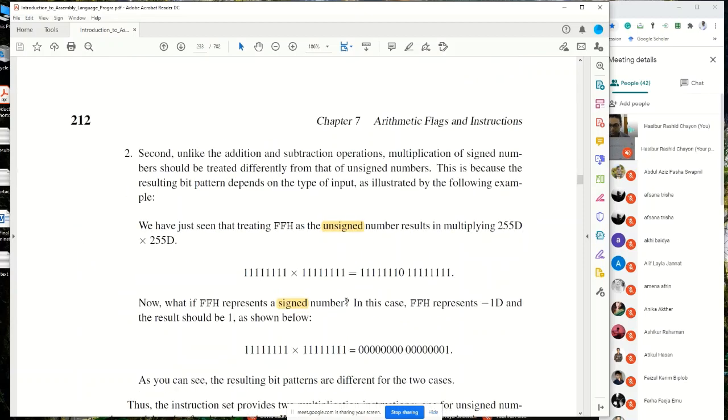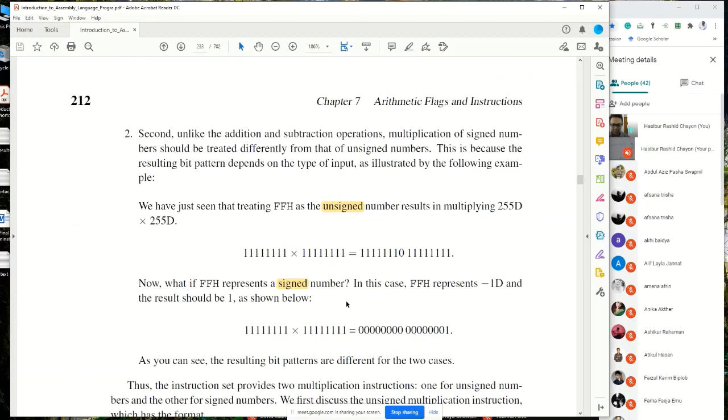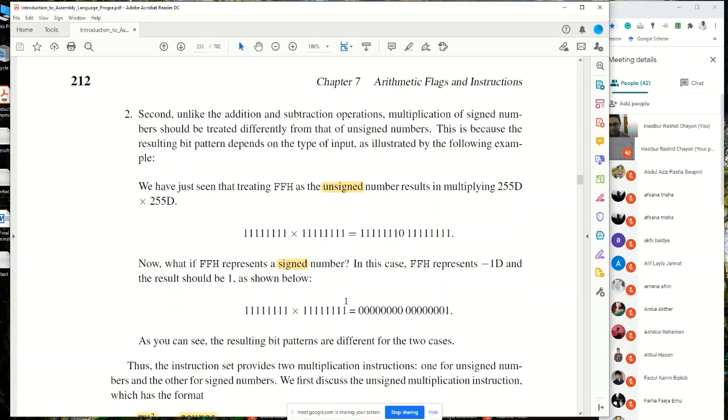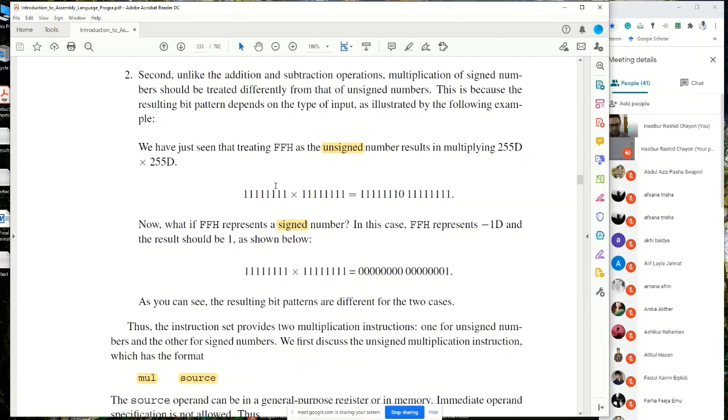Issue number two is signed or unsigned. Previously, in addition and subtraction, we didn't bother about whether it's a signed number or an unsigned number. But here we have a little bit of a problem. Let's see two examples. Look at example number one, where we are multiplying an 8-bit value with another 8-bit value.